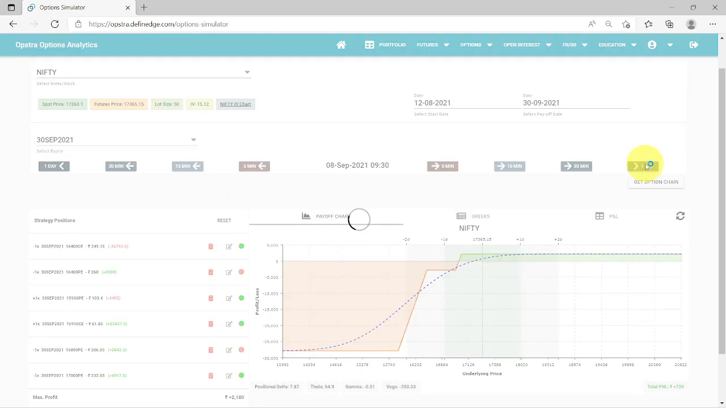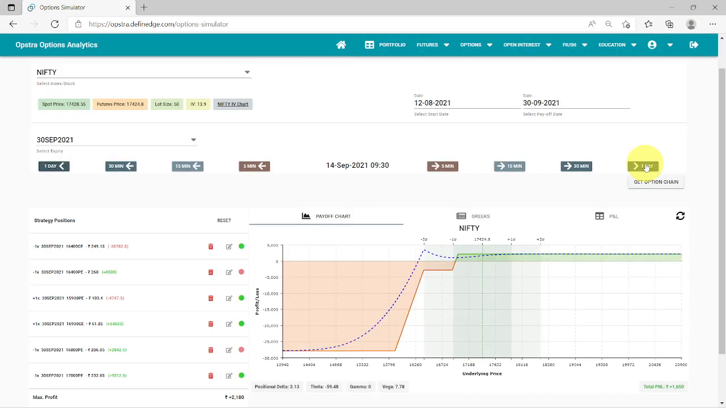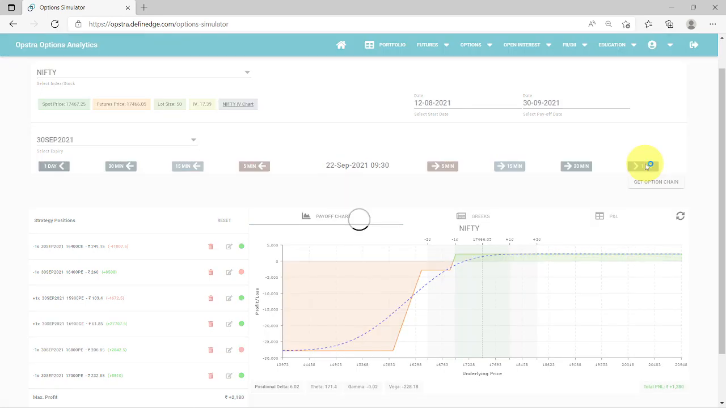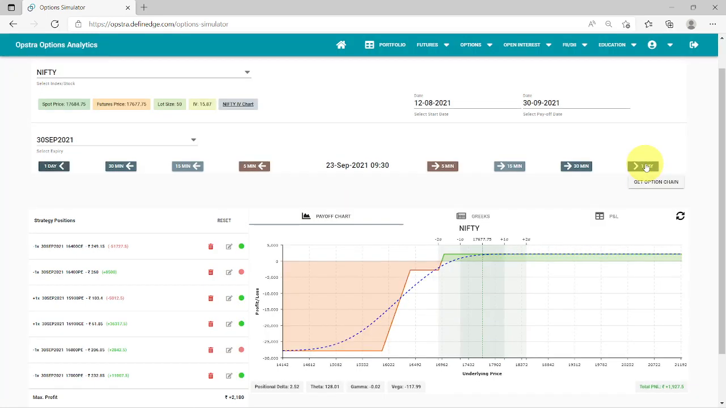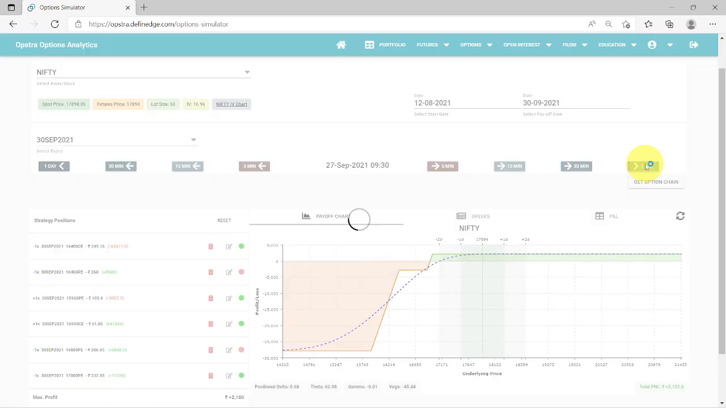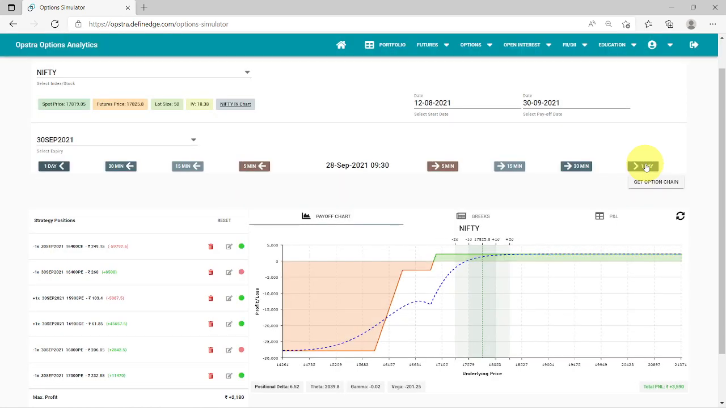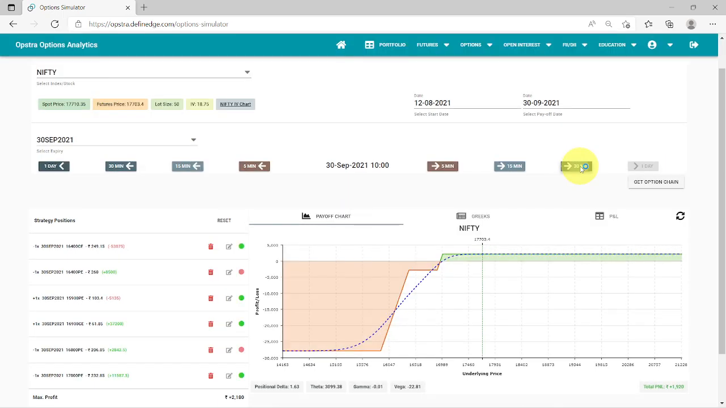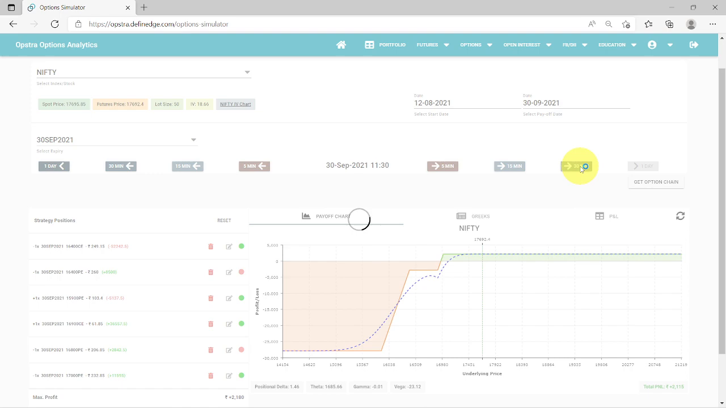We can see the market is on the upside, so we don't have anything to worry about. We are almost reaching the expiry for the month of September, and we are on the safer side. And on 30th of September around 3 p.m. we are going to close this.